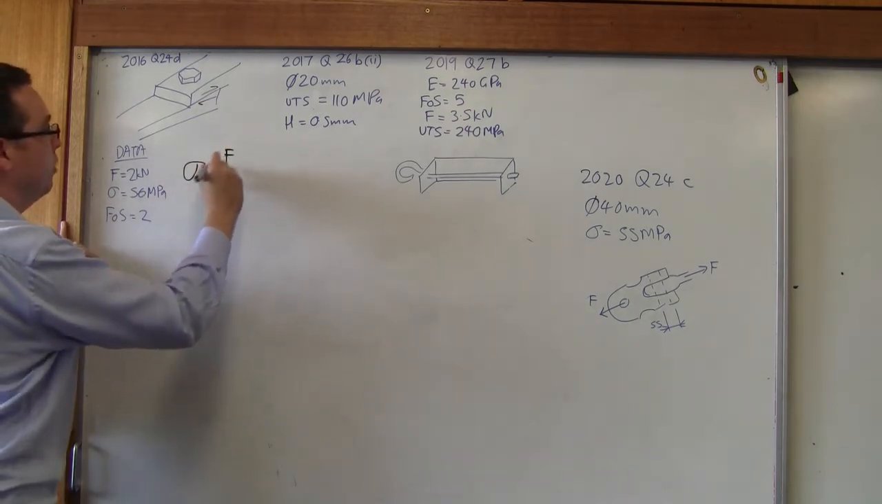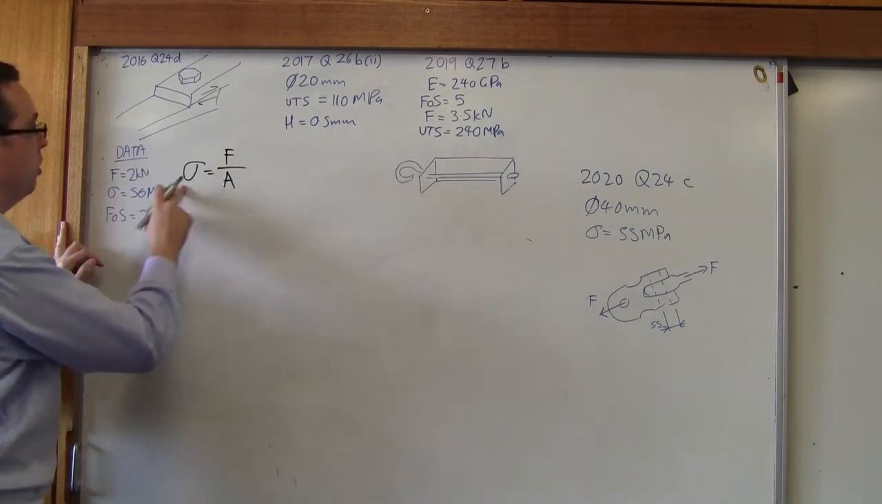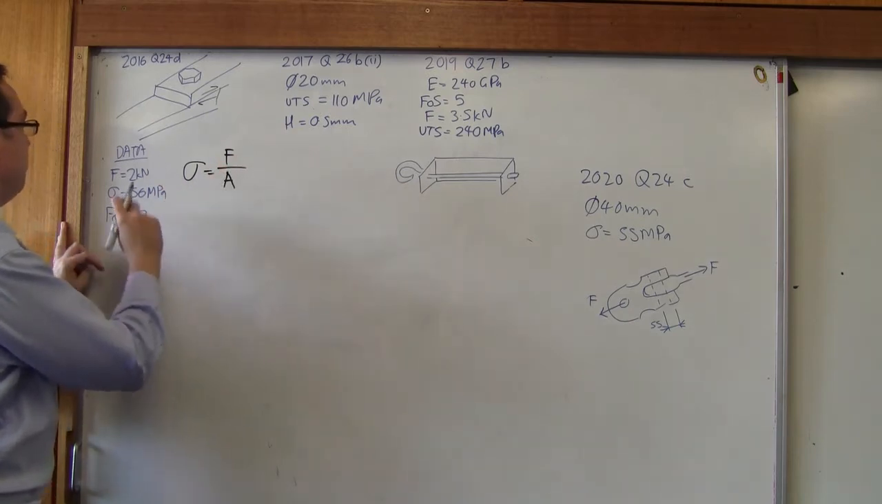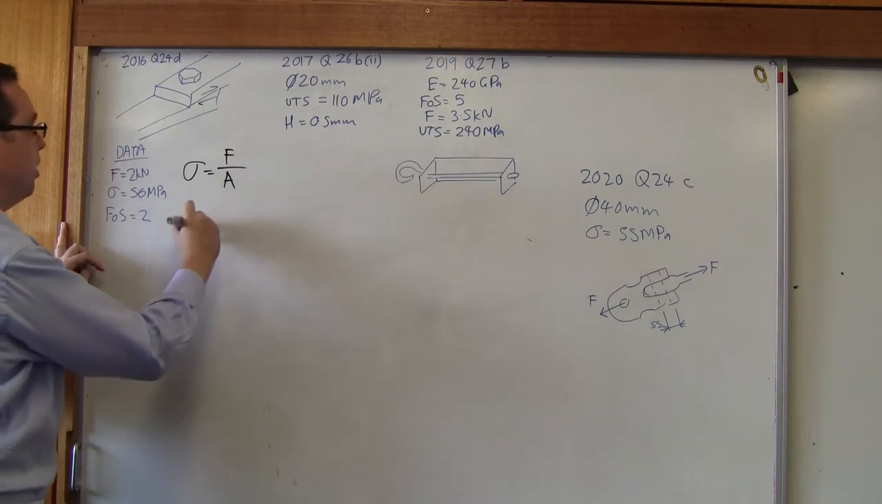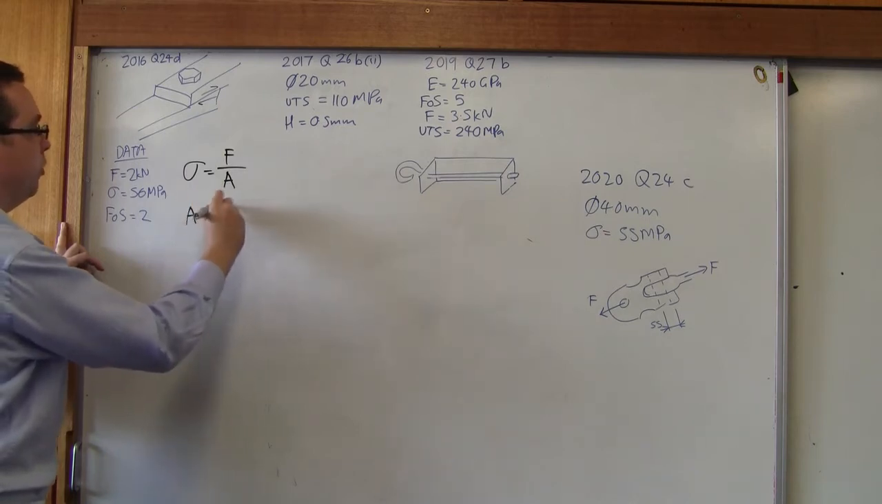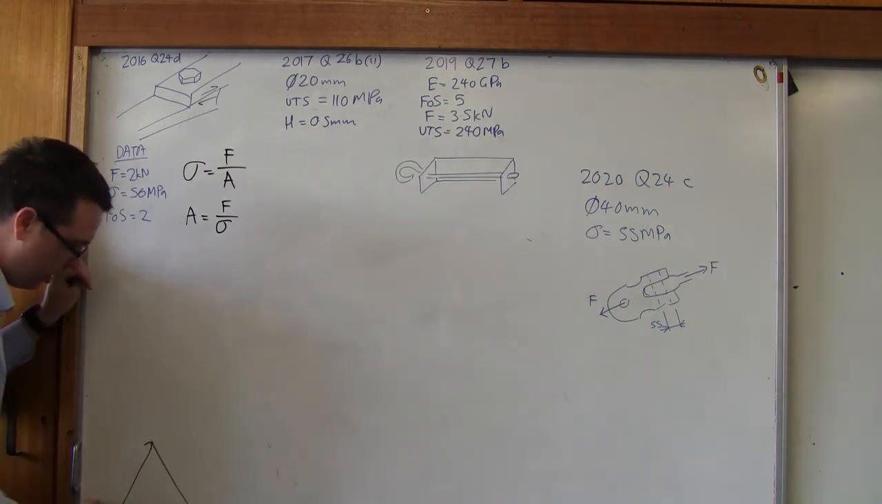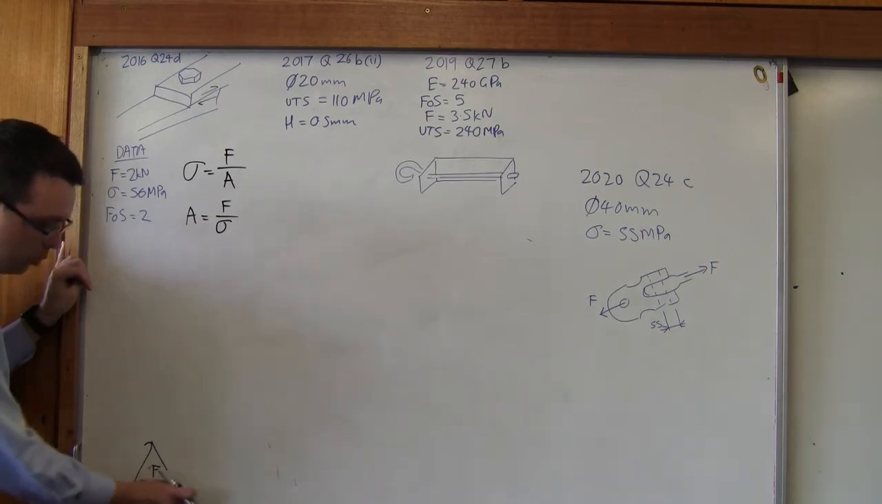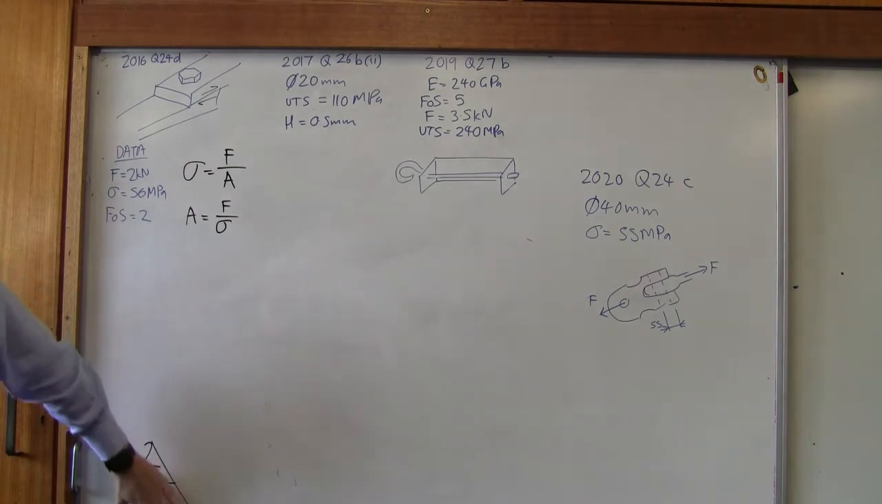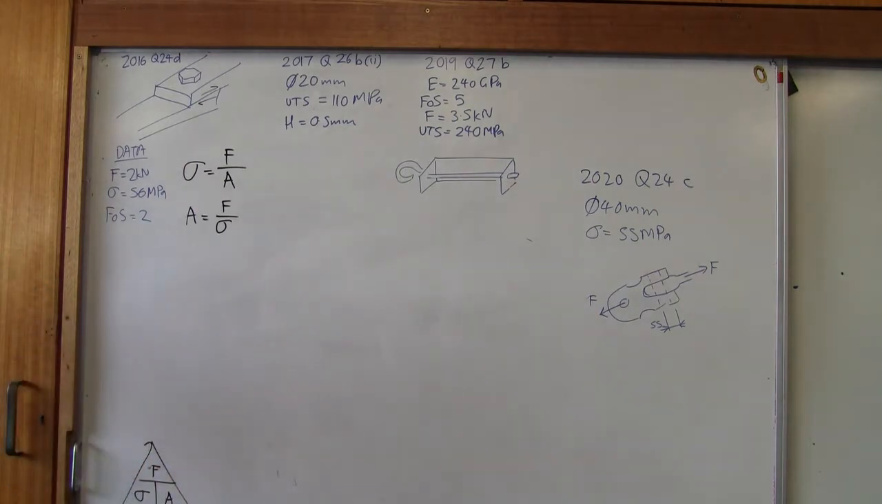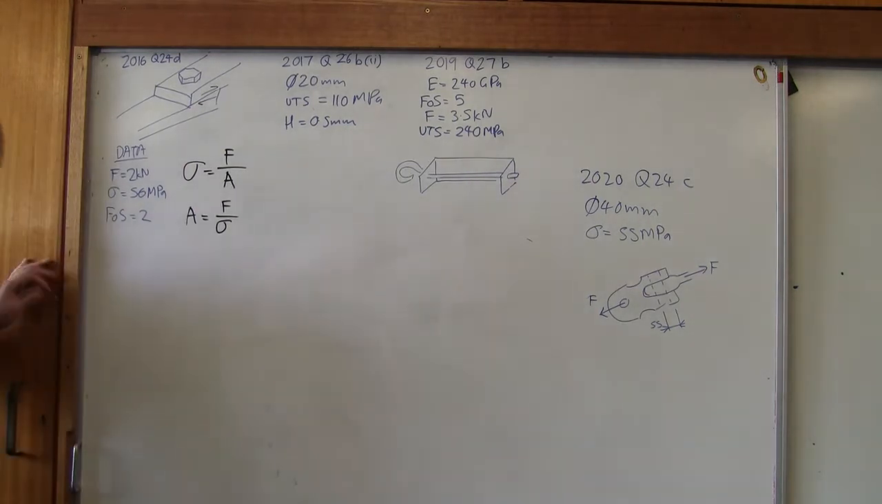Stress equals force over area. So our formula is going to be area equals force divided by stress. You can do the little triangle if you're that way inclined. You can say stress equals force over area, and you can cover over the one that you want to find. That works for some people. For me, I just use algebra, but the triangle works for some people.